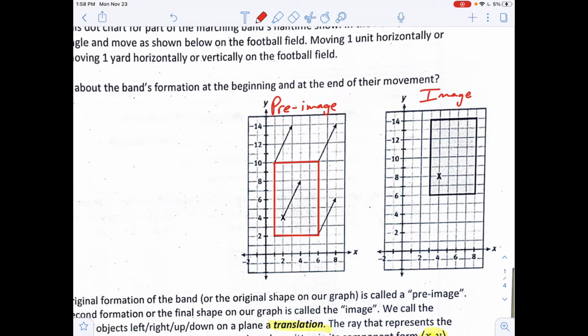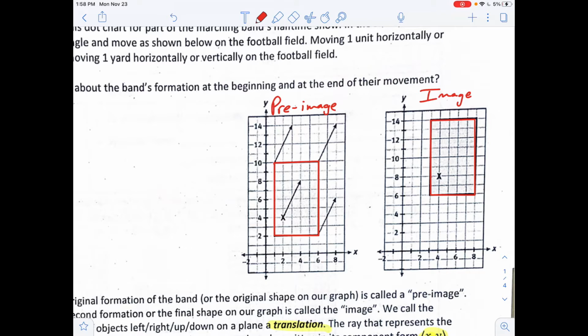And what I want to look at is, what are some of the similarities and differences between these two pictures? So why don't you pause the video, get a couple sentences written down. What are the similarities and differences between the pre-image and the image? All right, so you should have written down a couple sentences. If you haven't, just pause the video again.